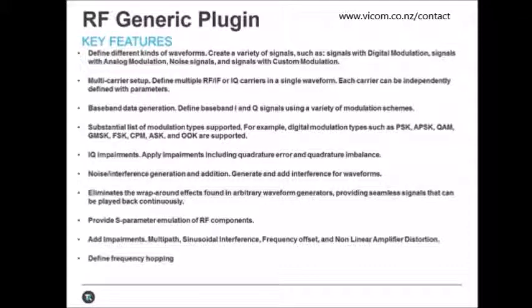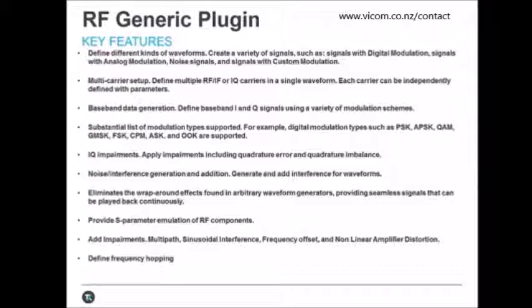So some of the key features that are available in the RF generic plugin: basically you can define many different types of waveforms using custom modulation, digital modulation, analog modulation, and noise signals. So you can also create multi-carrier. You can define RF or IQ type waveforms, and each carrier can be independently defined with its parameters. You can create baseband data generation, defined as an IQ-based signal, and different modulation schemes. And you can see that we have a substantial array of different modulation schemes available in this plugin.